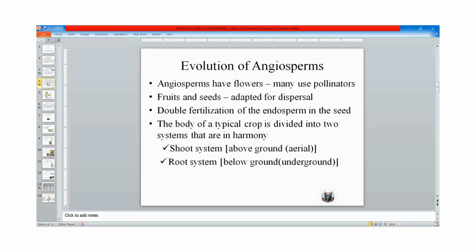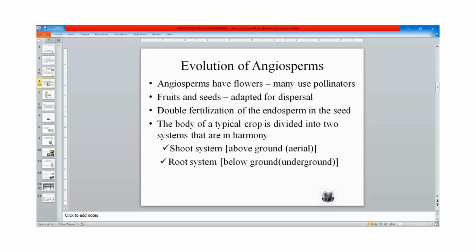Their fruits and seeds are well adapted for dispersal, which made them to spread throughout the world. Some of their fruits and seeds have wings, which made them to be easily blown by the wind. Some have spines, which made them to be attached to animal body and help them in dispersal to other places.